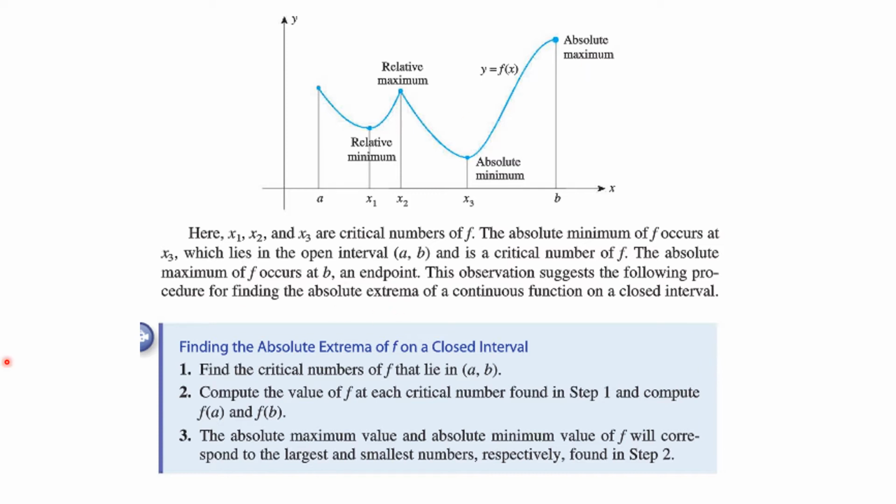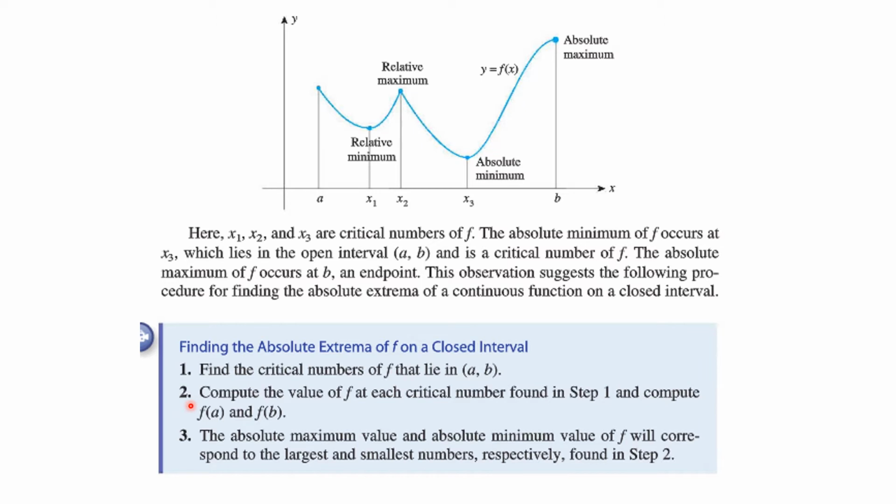This example suggests a procedure, and in fact this is the procedure you should follow. To find the absolute extrema, that is the absolute maximum and the absolute minimum of a function on a closed interval, step 1, find the critical numbers of f that lie in the open interval. So we're going to take the first derivative and see where it does not exist. That's one kind of critical number. And also we're going to see when the first derivative is equal to 0.